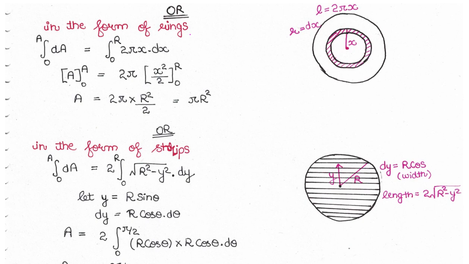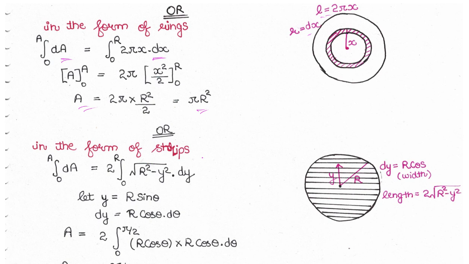For rings, we can write the integral from 0 to A of dA is equal to the integral from 0 to r of 2 pi x into dx, where this is the x, this is the r, this is dx, and l is equal to 2 pi x. If we simplify, we get A is equal to pi r square.